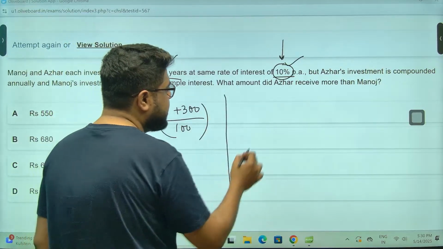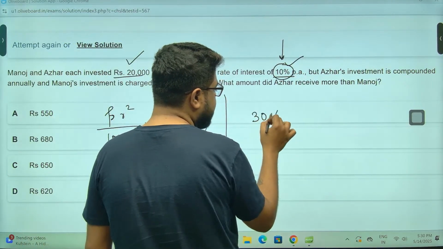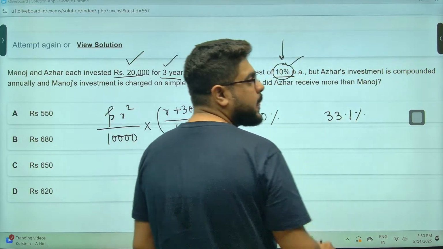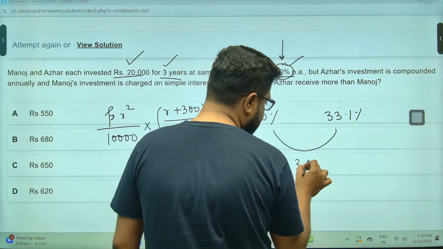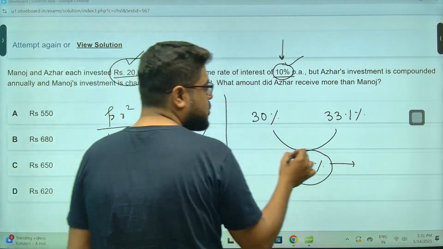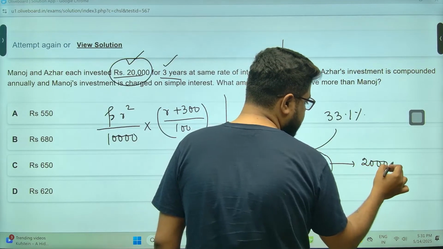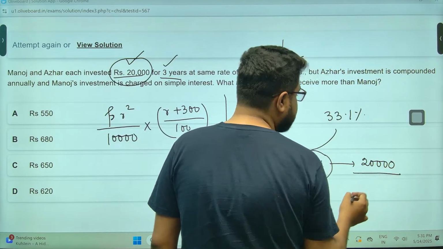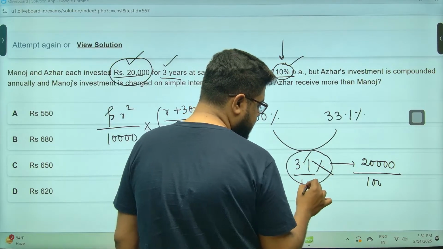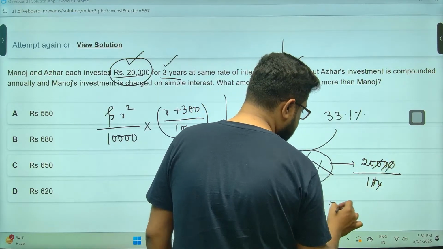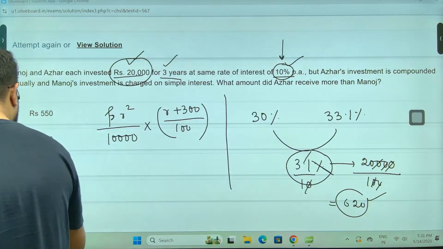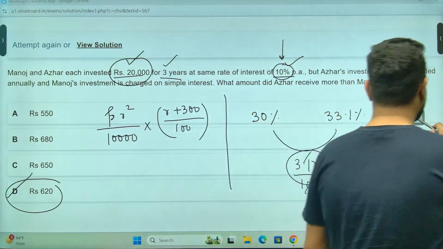Another way to figure it out, sir: 10% simple interest for 3 years will be 30%, and compound interest will be 33.1%. So the difference will be 3.1%. 3.1% of what? Of 20,000. So 20,000 by 100 for percentage, so just 3.1 by 10. So 3 zeros, 3 zeros. 31 twos are 62, so 620 rupees will be the answer. 620 rupees, option D is the answer.